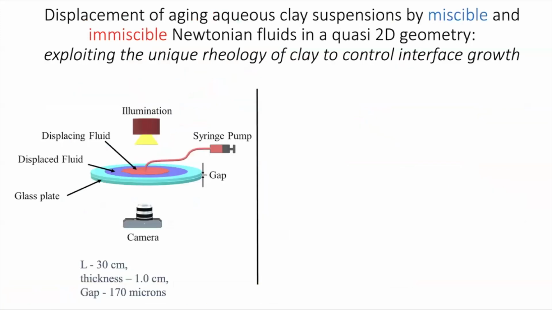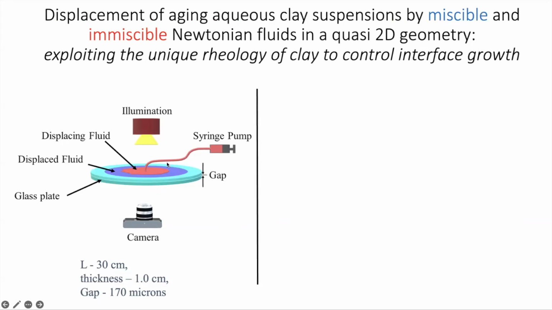Okay, so this is the very familiar geometry that we've used. We've used a Hele-Shaw cell. So we've used these round glass plates, about 30 centimeters in diameter. Each glass plate is about 1 centimeter wide. And the two glass plates are really close together, separated by a gap of 170 microns, which we obtain by putting in some Teflon spacers. So this is the geometry.